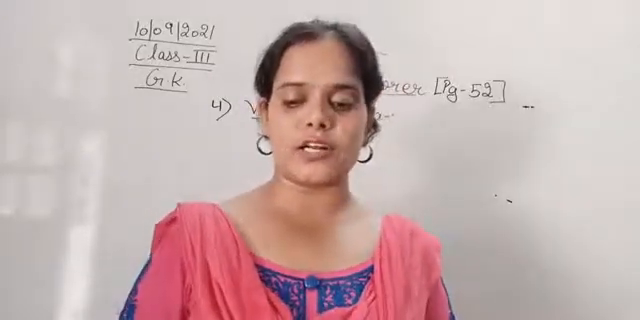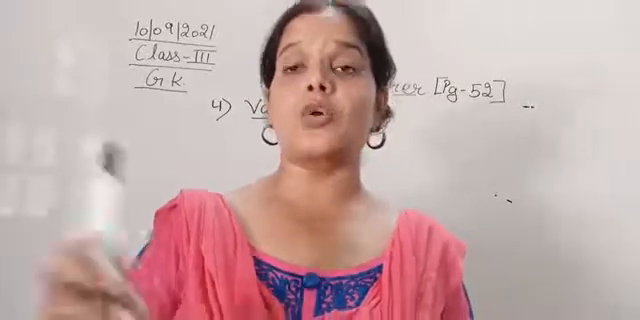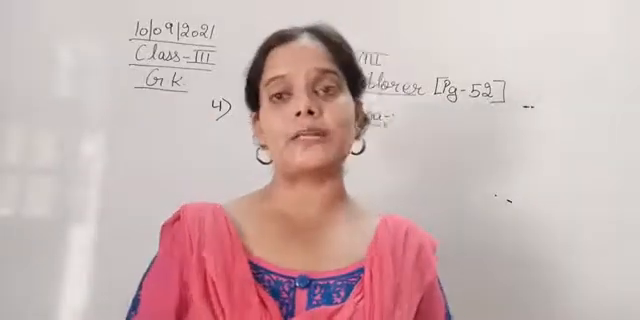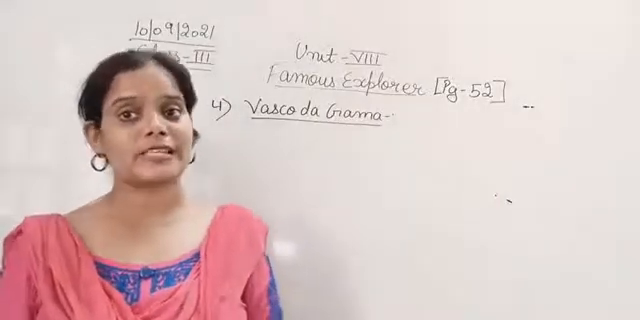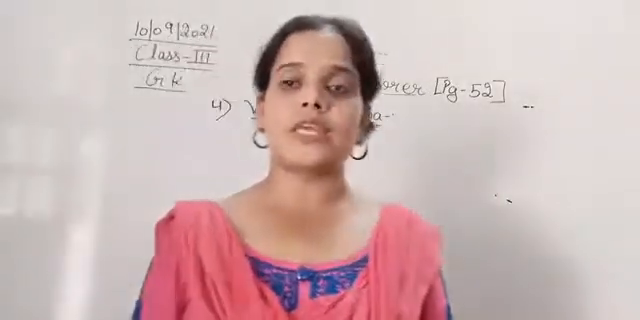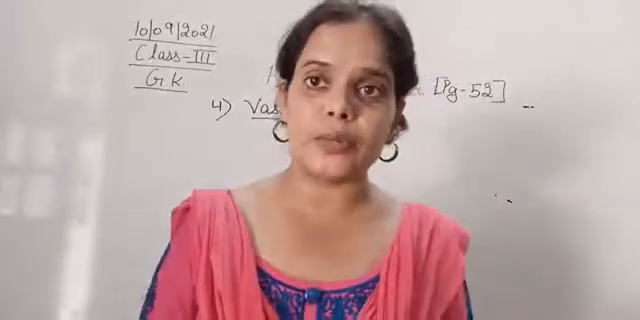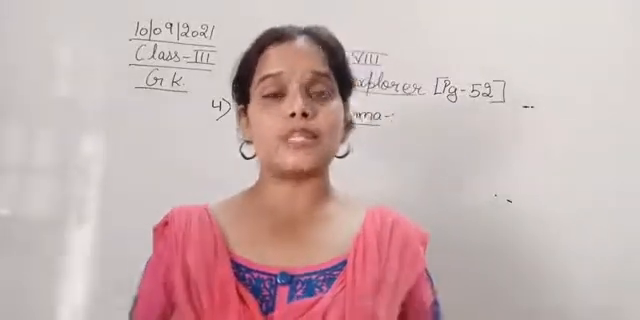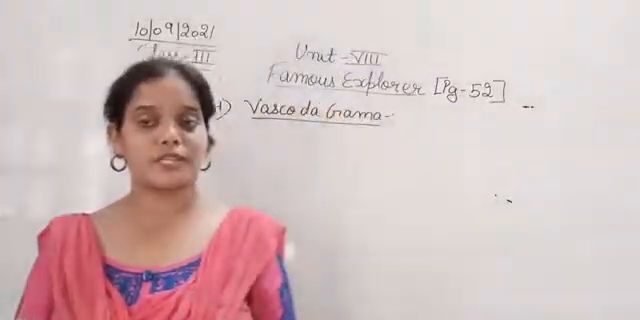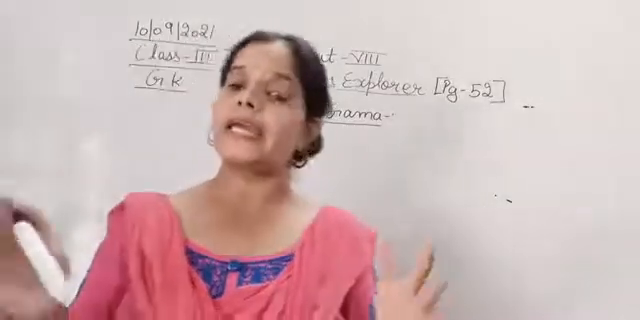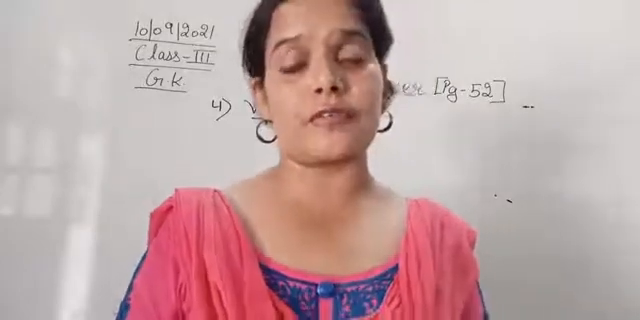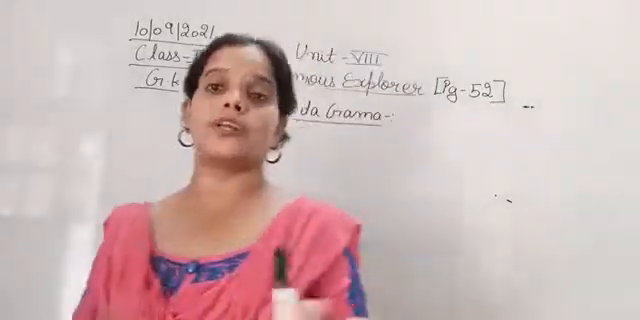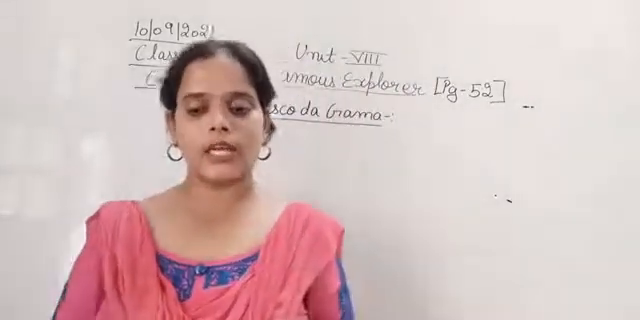And he sailed around the continent of Africa. He sailed around the whole of the African continent. So that means he had traveled around the whole of Africa. Africa is the name of a continent. A continent includes a lot of countries. And this person who was a famous explorer is Vasco da Gama. He traveled throughout the continent of Africa.